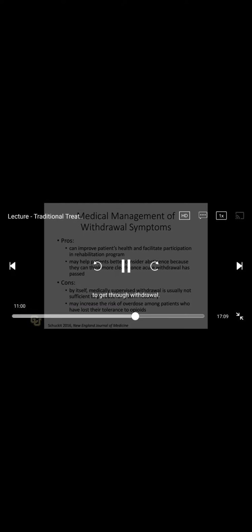Okay, so medical management of withdrawal symptoms. So this is early on, trying to basically give people a medication that will allow them to get through withdrawal. The advantages of this approach, of this treatment, is that it can improve patients' health and facilitate participation in rehabilitation. It may also help patients better consider abstinence because, obviously, once you've gotten through the acute withdrawal, you're able to think much more clearly about the long-term future.